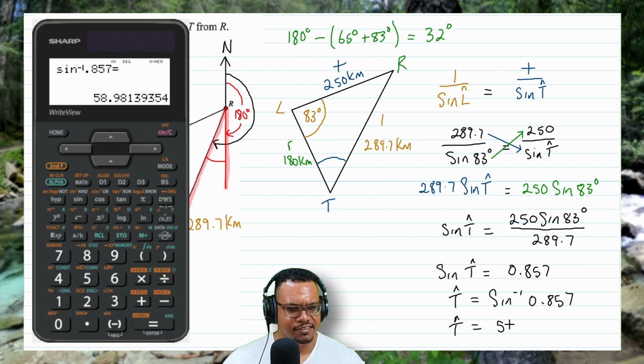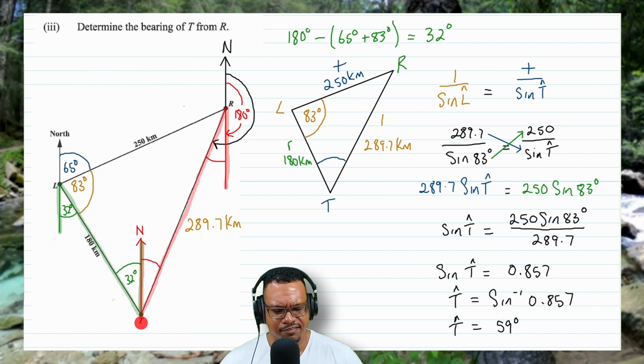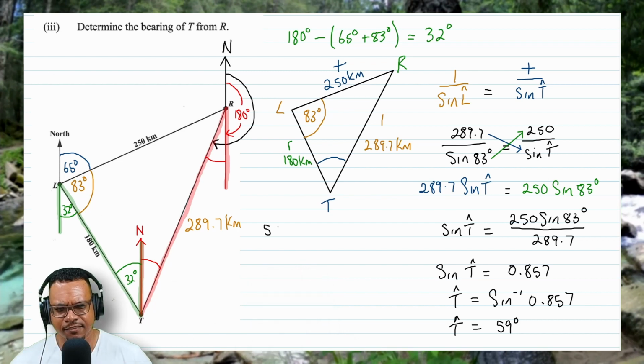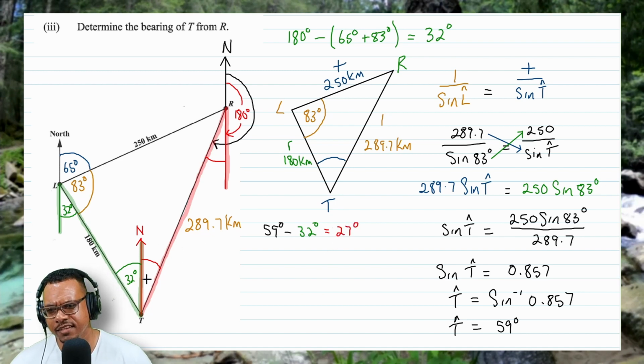So that's 59 degrees. So now knowing the angle at T is 59 degrees, that's this whole thing here is 59 degrees, then this little piece is, well, 59 take away 32. All right, so now 59 degrees take away 32 degrees is equal to 27 degrees. So that means here is 27 degrees, which means here is 27 degrees.